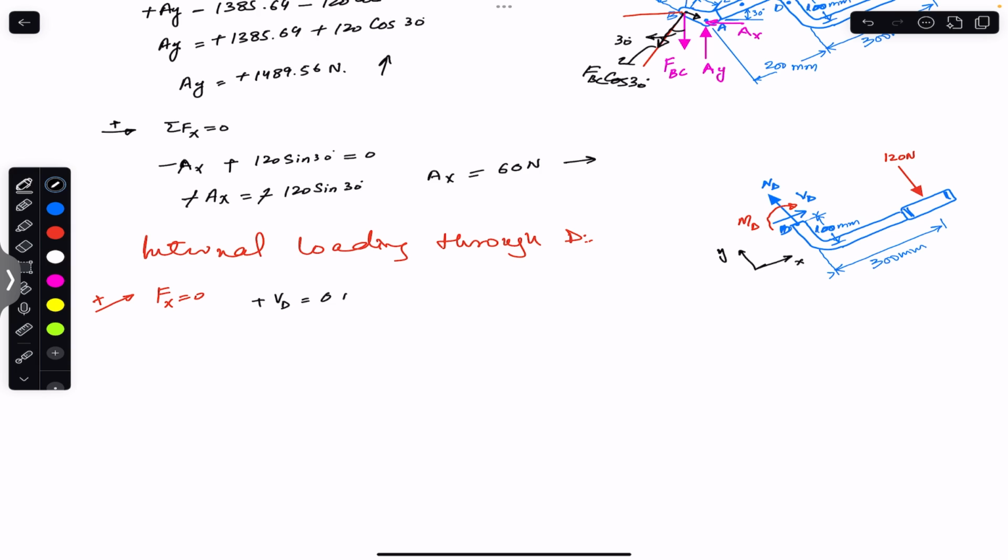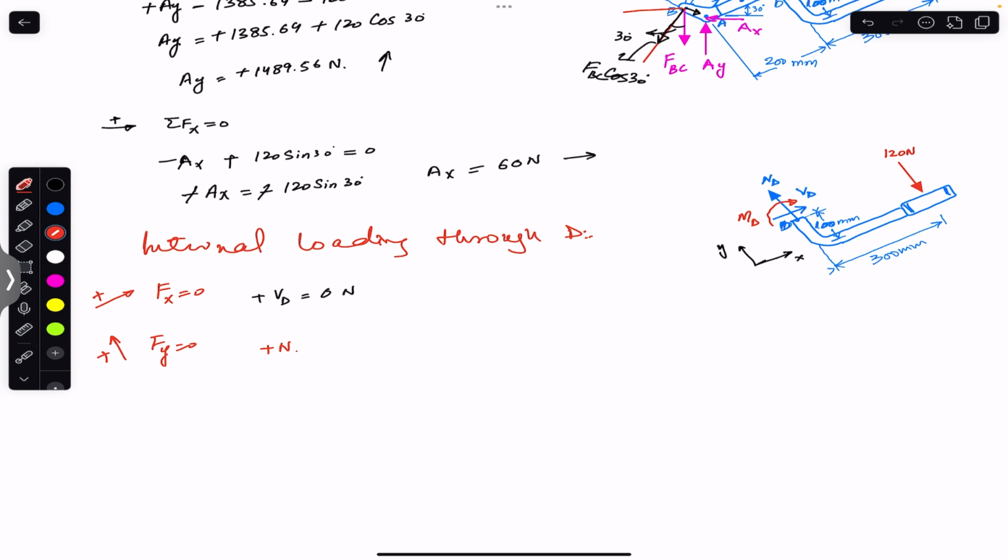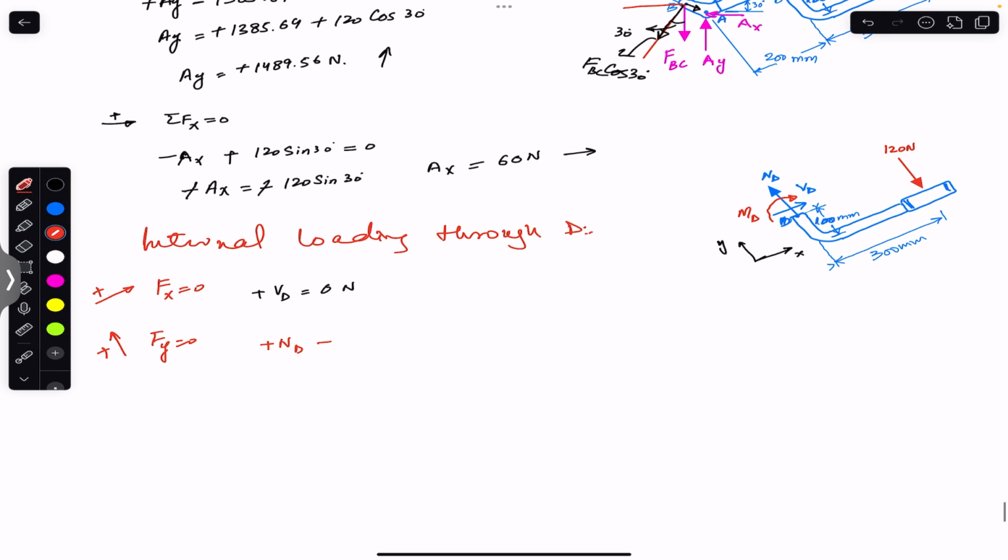Similarly, if we apply the sum of the forces in the Y, that must equal 0. This direction is our positive Y direction. So we have ND in the positive Y, so I will write plus ND. And we have this 120 Newton force in the negative Y, so minus 120, this is equal to 0. And from this we can say that ND is equal to 120 Newton.